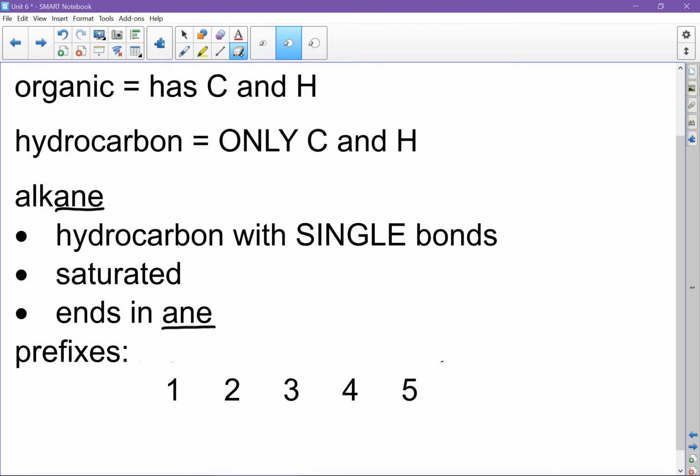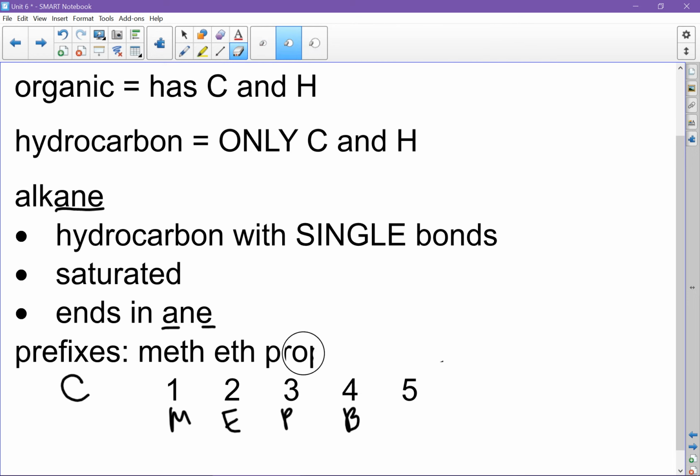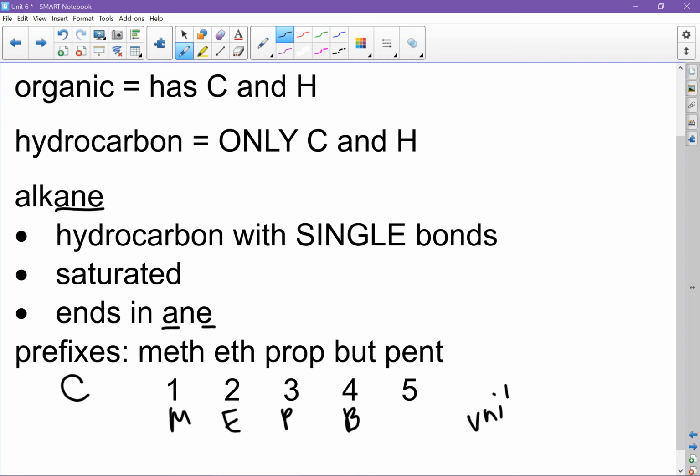For prefixes, that will come from the number of carbons. And so remember, we've got our trick of Maria eats peanut butter to remember these. And so 1 is meth, 2 is eth, 3 is prop, 4 is but, and 5 is pent. From there, if you need a little bit more help with prefixes, you could check your Unit 5 packet. Those prefixes could be found on page 6 if you're not sure of some of the other ones.